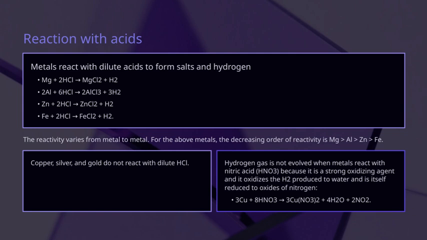So the key takeaway here is that metals react with dilute acids to produce salts and hydrogen gas, but the ease and speed of these reactions depend heavily on the metal's reactivity. This variation is crucial to understanding how different metals behave in chemical reactions, especially in industrial and laboratory contexts.